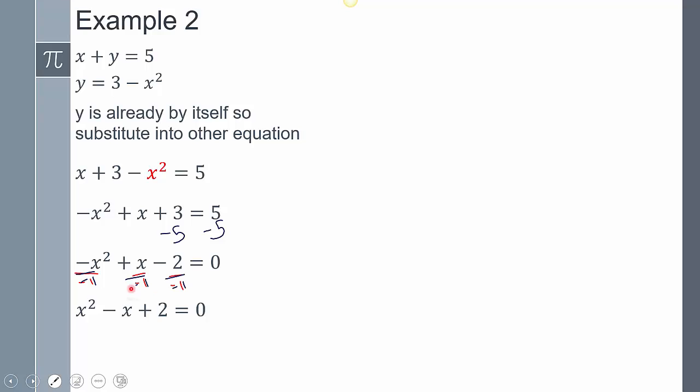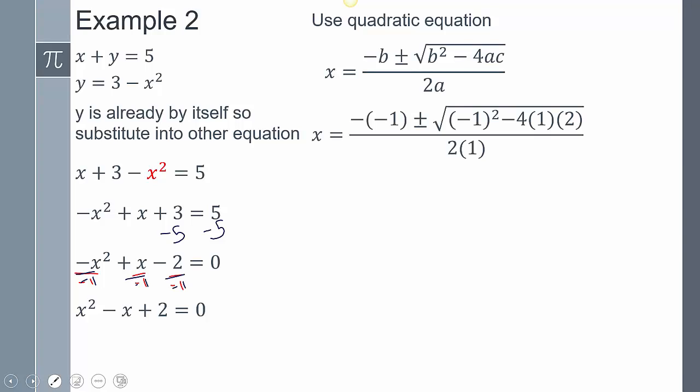And so in this case, you can try and factor it. It's not going to factor, so we're going to have to use the quadratic equation. And so plugging everything into the quadratic equation, I'm going to get x equals 1/2 plus or minus the square root of 7 over 2i.